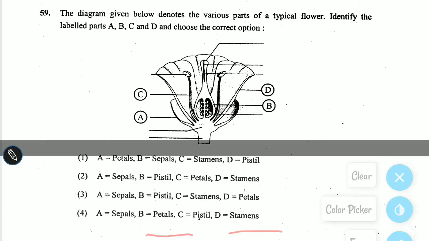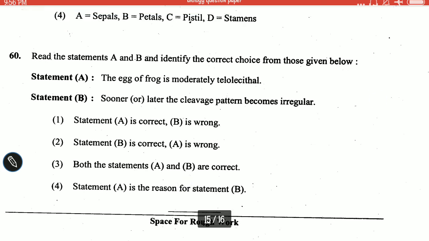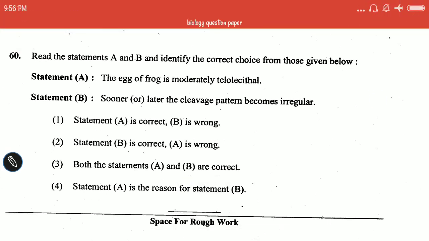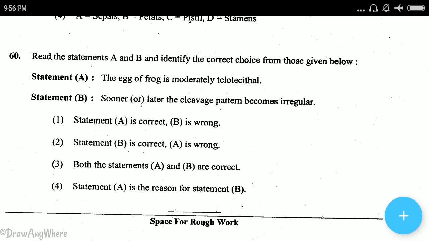Now coming to the next question. See, read statements A and B and identify the correct choice from those given below. The egg of frog is moderately telolecithal. And sooner or later the cleavage pattern becomes irregular. So here the answer, actually statement A is the correct reason for statement B. Understood? Because it is moderately telolecithal, the cleavage pattern also becomes irregular. So statement A is the reason for statement B.